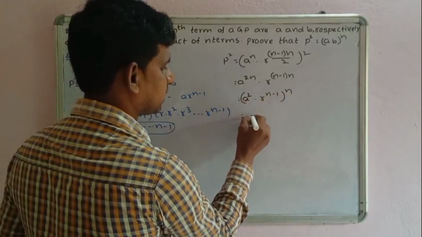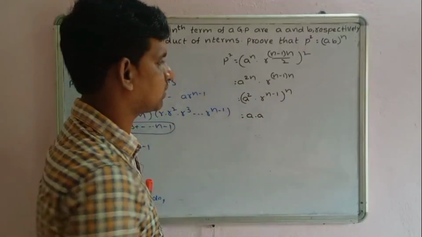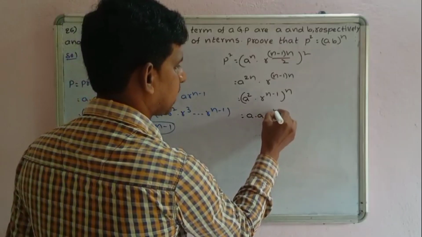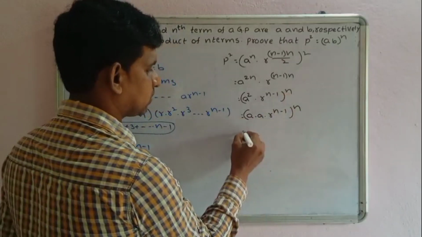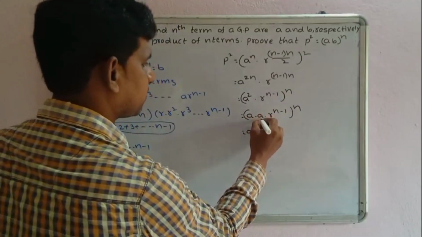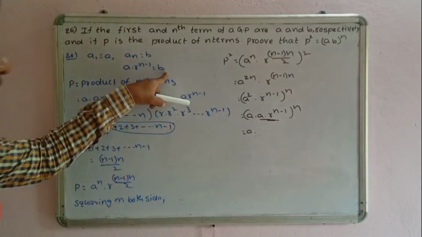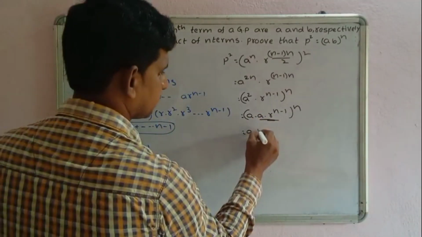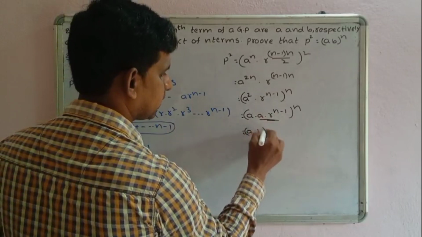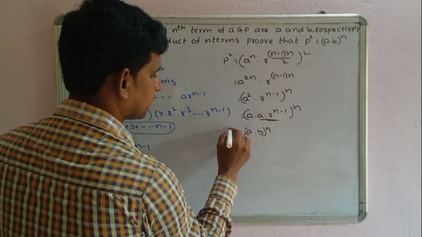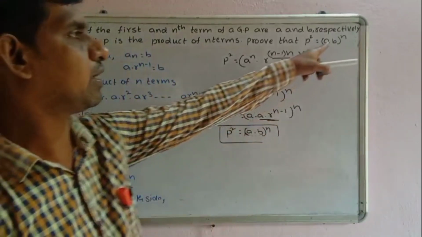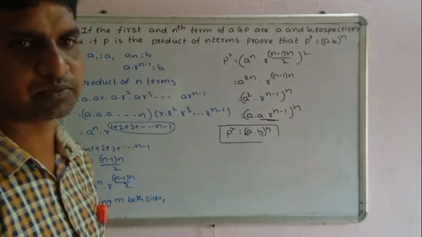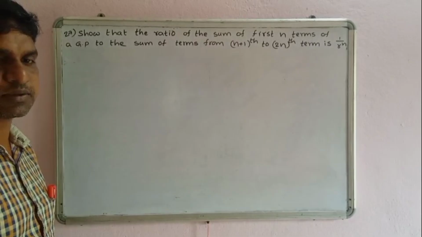Now, A square can be written as A times A times r power n minus 1, whole power n. See this step, A into r power n minus 1 value how much? B. So the whole power is n. So P square equals, which is what we have to prove, AB whole power n. Problem 27.